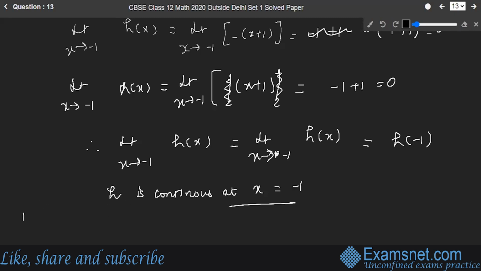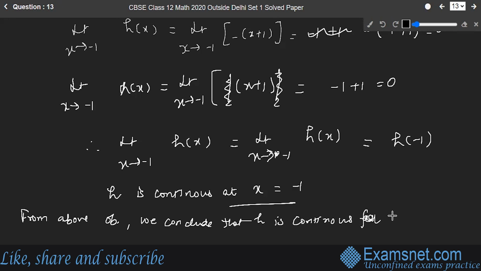So from all of the above observations, we conclude that h is continuous for this function. Since g and h both are continuous functions, and f was equal to g minus h, this is also a continuous function.